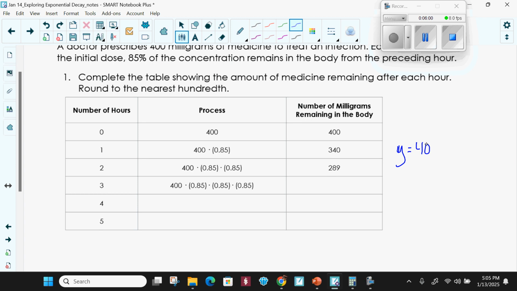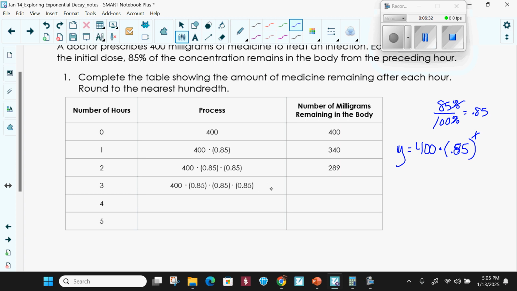We want to use the decimal version of our value. So 85% divided by 100, because that's what percentages are out of. They're out of 100%. Those percentages are going to cancel off, and you're going to do 85 divided by 100, which is 0.85. So that's what gives us our decay factor there, raised to the x.